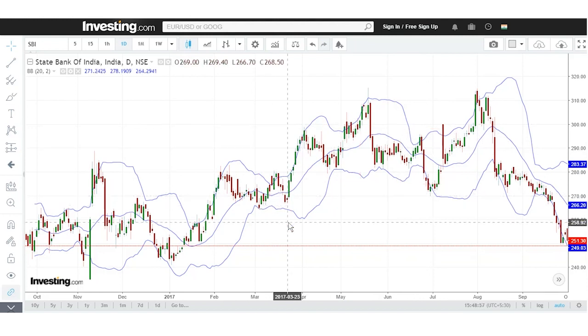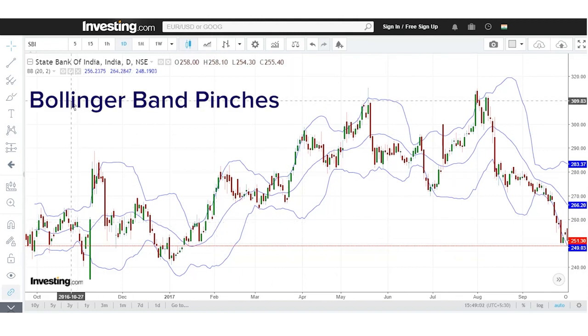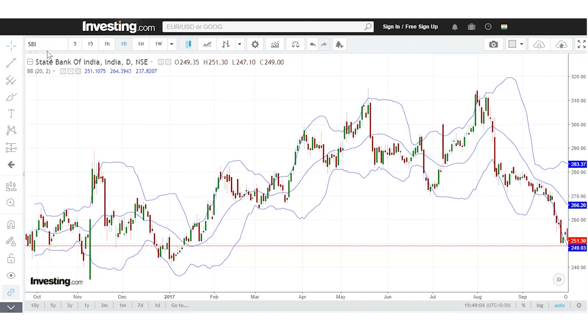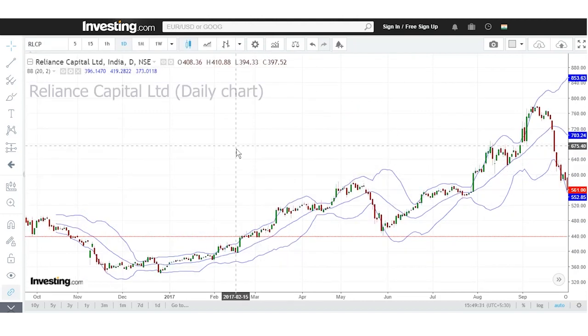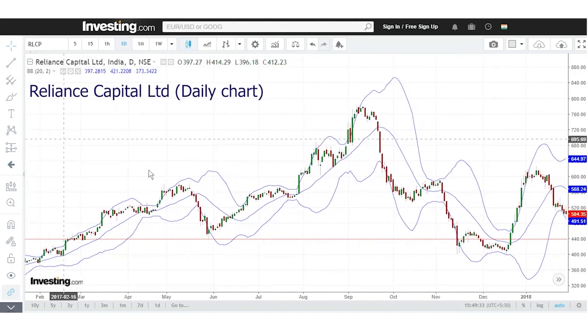Now another way we can use the Bollinger Band is to look at the pinches. Now what are pinches? Let me show you with an example. Right now let us go into the Reliance Capital chart. So here we are looking at the Reliance Capital chart.